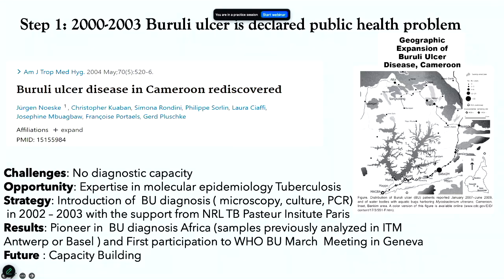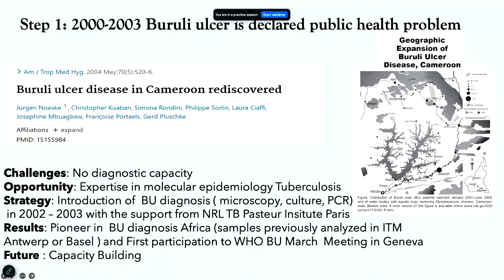So the first step is from 2000 to 2003, when Buruli ulcer was declared a public health problem in my country. I was a young scientist back in the country in the mycobacteriology laboratory. My expertise was molecular epidemiology of tuberculosis. I came there to implement research work on TB, but there was another challenge. More and more cases were reported for Buruli ulcer, and really we were challenged. There was no capacity to do diagnosis.